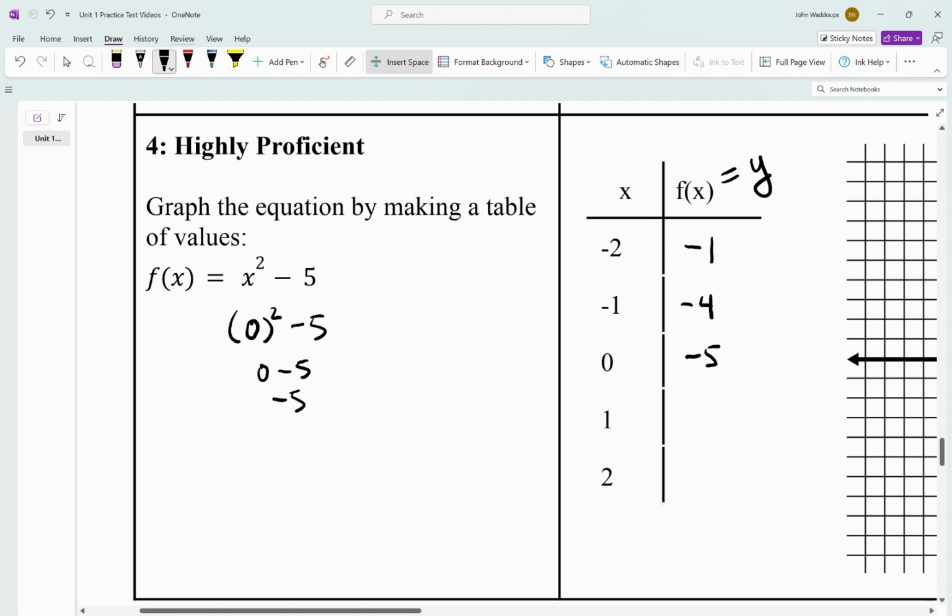And then 1, let's see what happens when I put x equals 1 in here. If x equals 1, 1 squared is 1 times 1, which is 1. 1 minus 5 is -4. And then finally 2. 2 squared is 4, 2 times 2, 4. Minus 5, 4 minus 5 is -1. So then at 2, we're at -1.